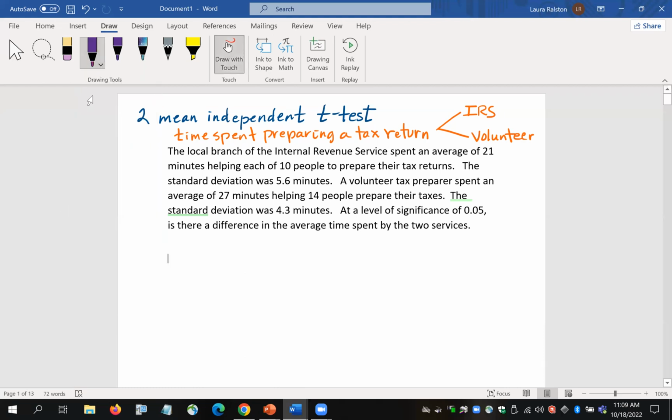So our first step in any hypothesis test, of course, is to state the hypotheses.